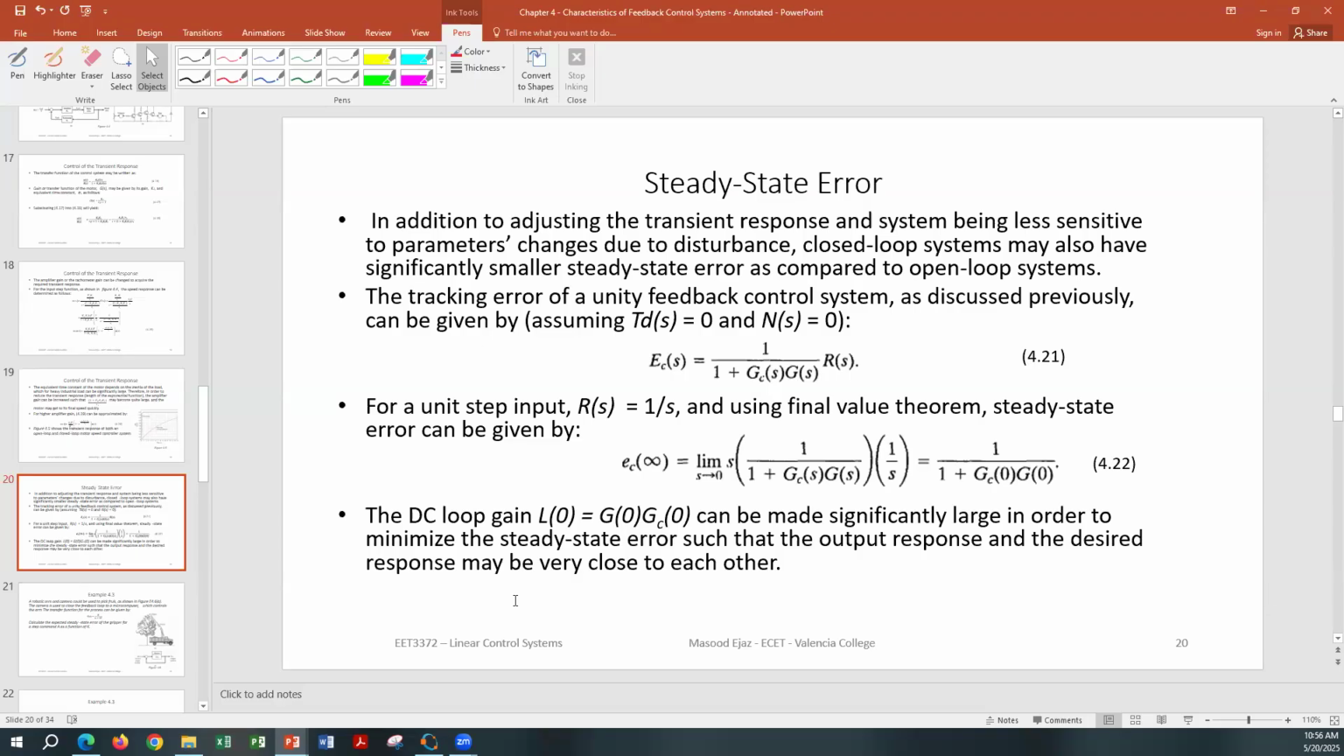In addition to adjusting the transient response and making the system less sensitive to parameter changes due to disturbance, a closed loop system may also have a significantly smaller steady state error as compared to the open loop system.